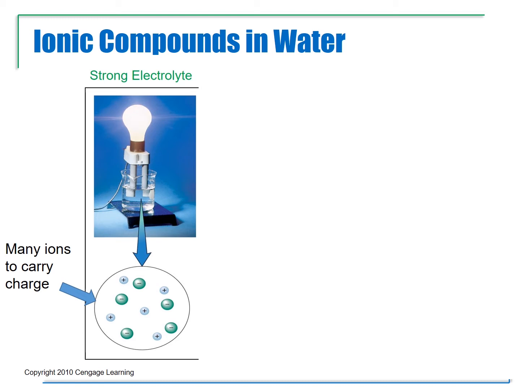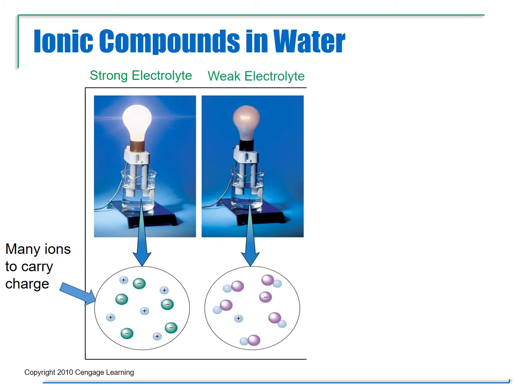In the case where there is a strong electrolyte dissolved in water, such as sodium chloride, the ions are able to carry the charge and give a brightly lit bulb. With a weak electrolyte, since there is only a small amount of dissociation, there are fewer ions in solution to carry the charge, which is why the light bulb is dim. So in this image, you can see that most of the substance stays intact. Very few dissociate into ions, which is why the light bulb is dim.